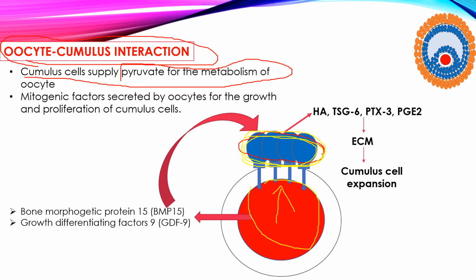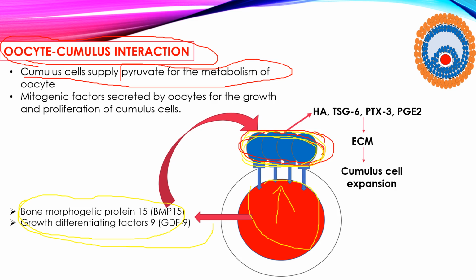And very importantly, the oocyte is secreting bone morphogenetic protein 15 and growth differentiating factor. And the components secreted by the oocyte are preventing the cumulus cell from developing the LH receptor.